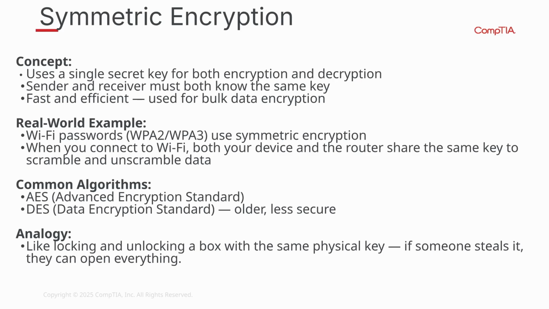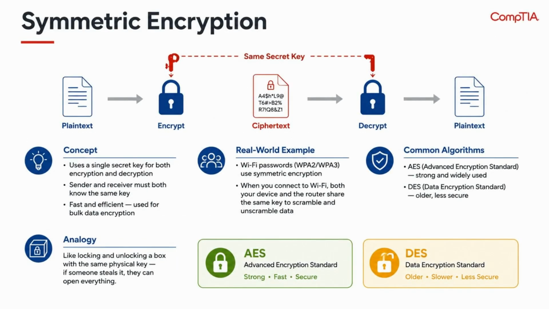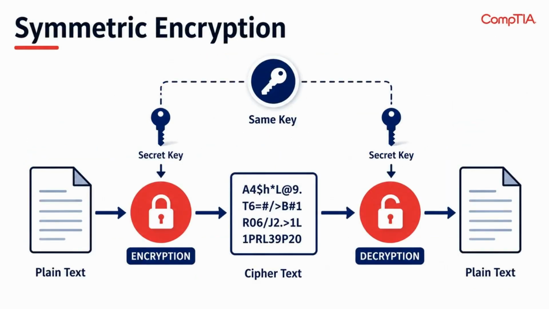Symmetric encryption is fast and efficient for bulk data. Common algorithms include the secure AES and the older, less secure DES. It functions like a box with a single physical key. As you can see, symmetric encryption uses the same key for both the encryption of plaintext into ciphertext and the subsequent decryption back into plaintext.